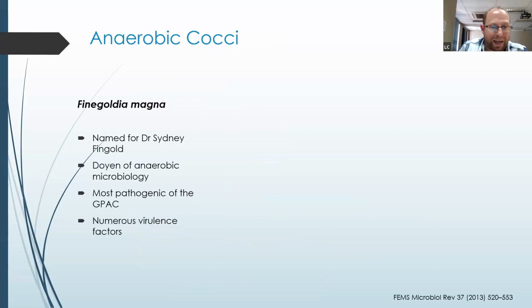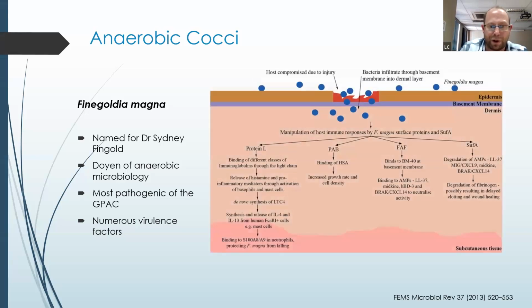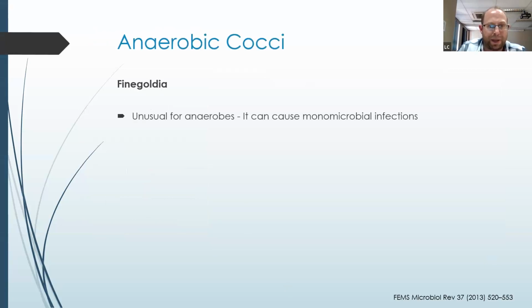Lastly, Finegoldia magna, which was named for Dr. Sydney Finegold, a doyen of anaerobic microbiology. It's the most pathogenic of this group, and it has numerous virulence factors, things like peptostreptococcal albumin-binding protein, an adhesion factor, and subtilisin-like proteinase, and all of these facilitate invasiveness and/or survival during the course of infection. Unusually for anaerobes, it's one of the few that can cause a monomicrobial infection.